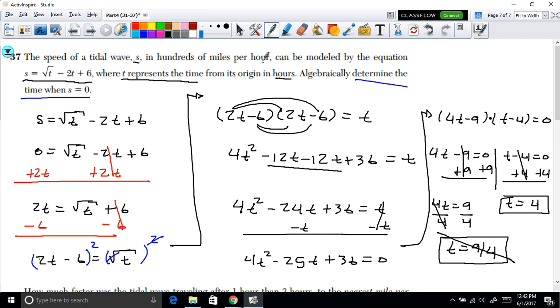Because again, it says here that t represents the time from its origin in hours, full hours: 1 hour, 2 hours, 3 hours, not decimal representations. Because 9 divided by 4 is about 2 point something, which is not fine. We want hours here. So the only answer here is when t equals 4.